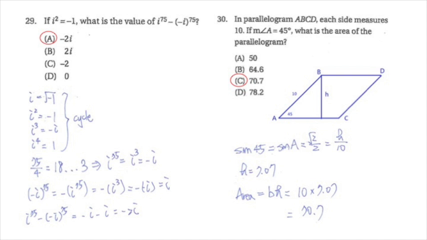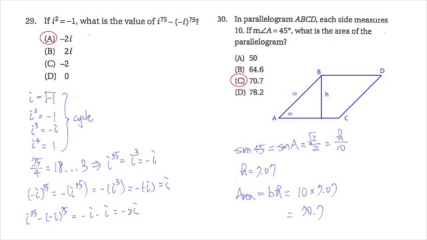Question 29, we're asked to find the value of i to the power of 75 minus negative i to the power of 75. So we know that i equals the square root of negative 1, i squared equals negative 1, i cubed equals negative i, and i to the power of 4 equals 1. This is a cycle. Every 4 powers it will be a cycle.